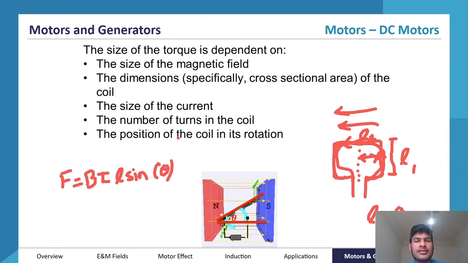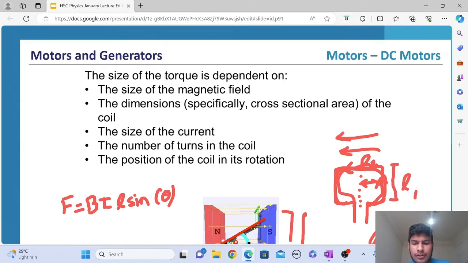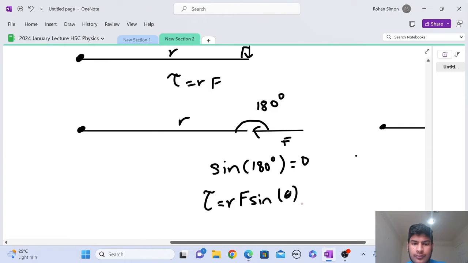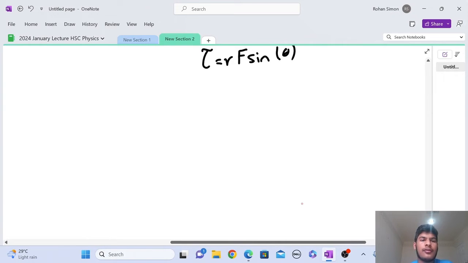The other thing that's important is the position of the coil on its rotation. So theta here is this angle in here. If the coil is perfectly vertical, I'm redrawing the setup here. Maybe I'll draw it on OneNote, sorry. I redraw the setup here.